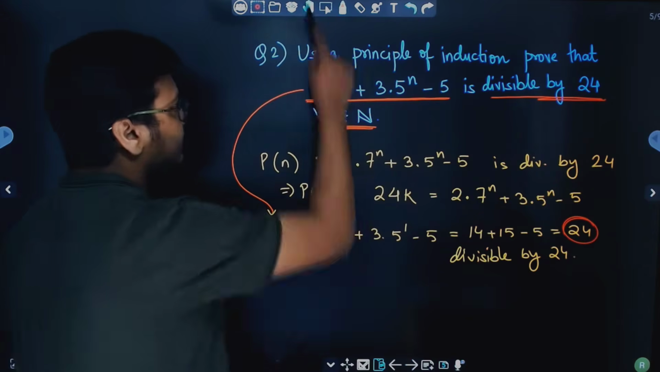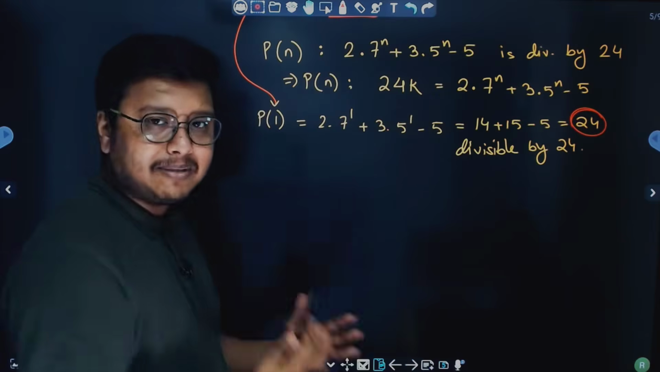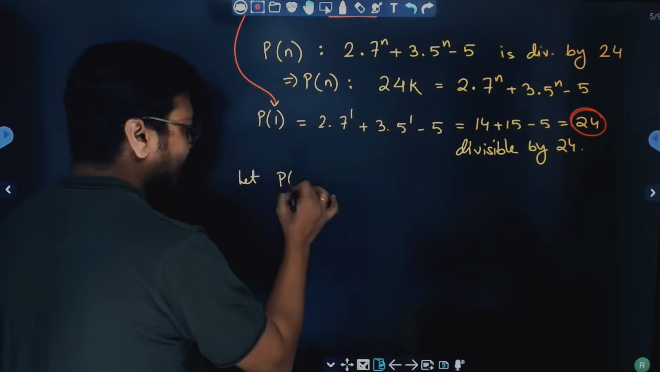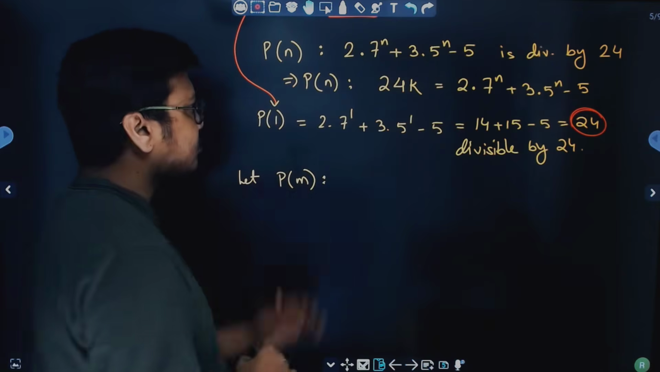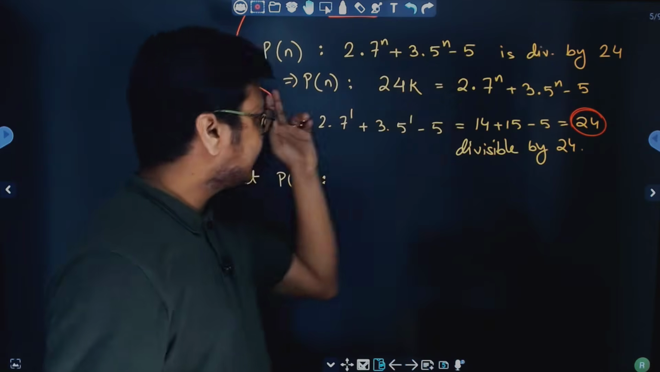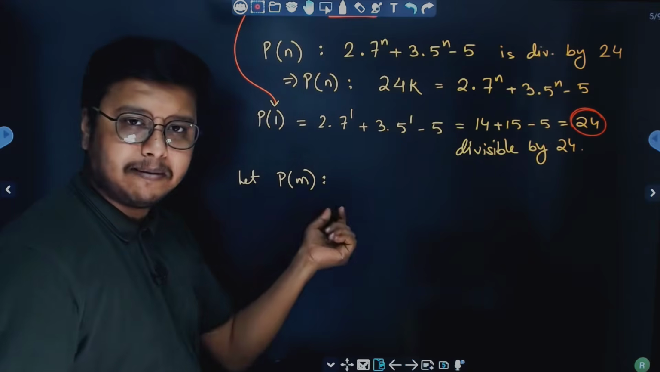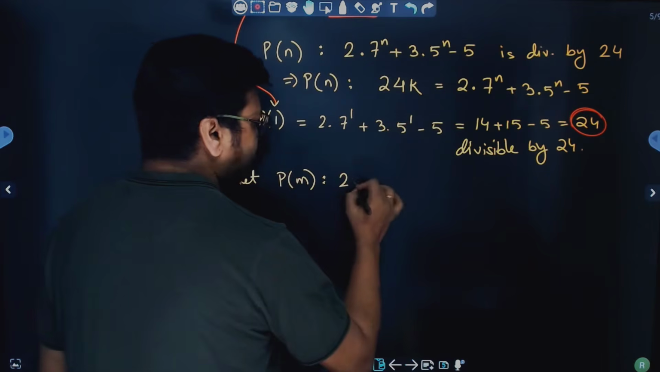So now let's move on to our mth statement, which we're going to take under assumption. So let Pm be the statement. So I'll just copy paste the same line that I've written, just instead of writing n, I'll be writing m, the same thing. It's 24 times.